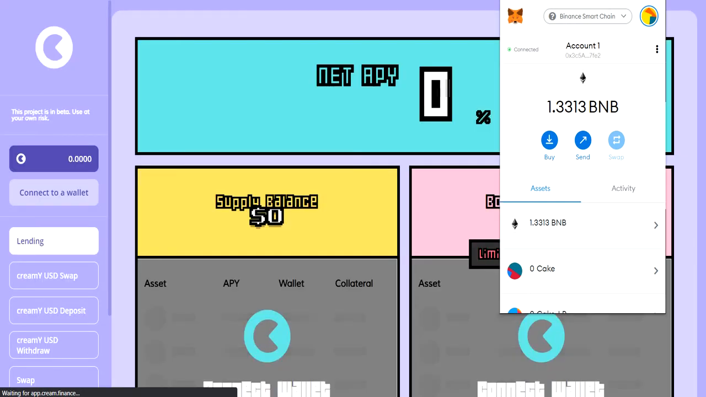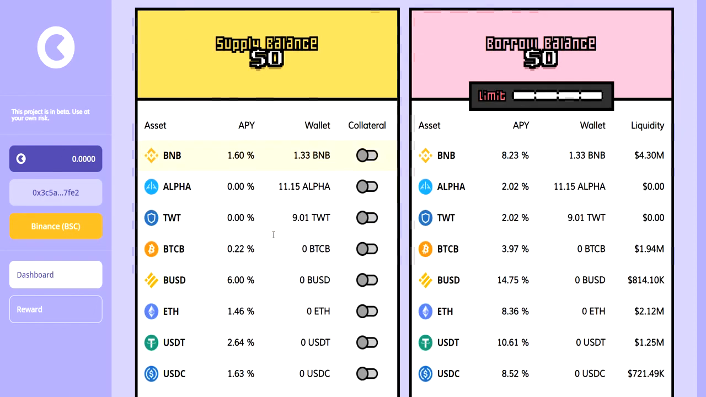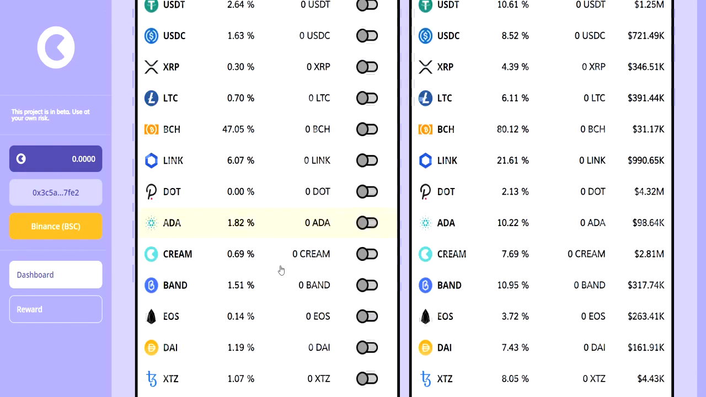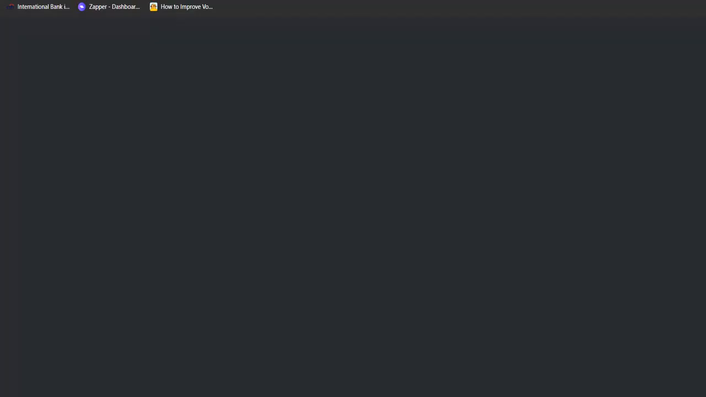And then Cream switches over automatically, opening up Binance Smart Chain. The website's actually the same, the URL, and now I'm on the Binance Smart Chain, and I can interact with this. Now, I've asked in the Discord, which I will show you now.